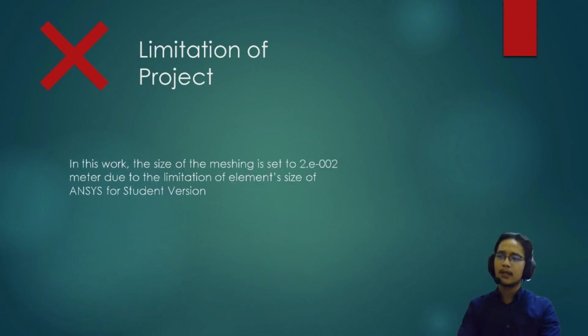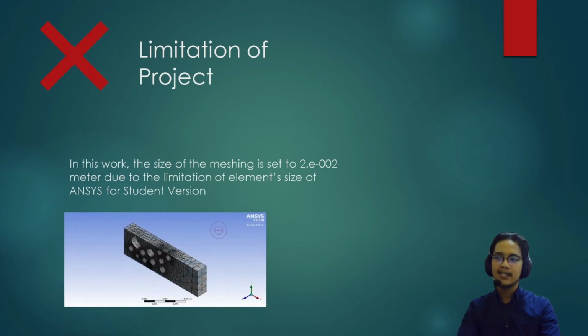Limitation of this project. In this work, the size of the meshing is set to 2 times 10 to the power of negative 2 meter due to the limitation of element size of ANSYS for the student version.